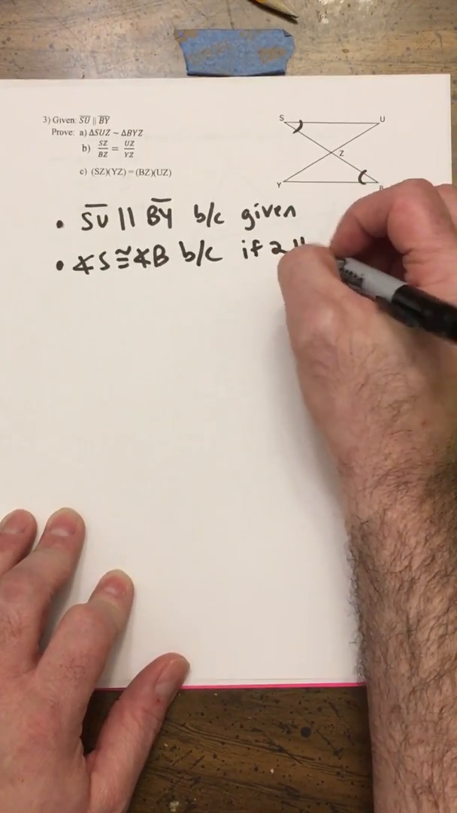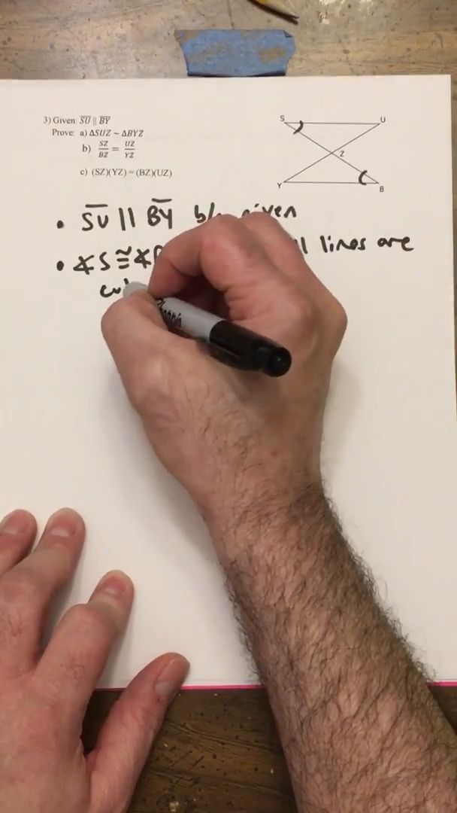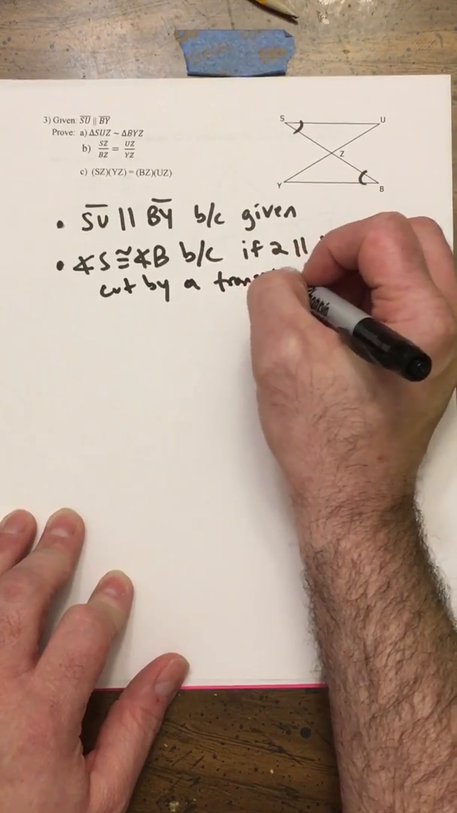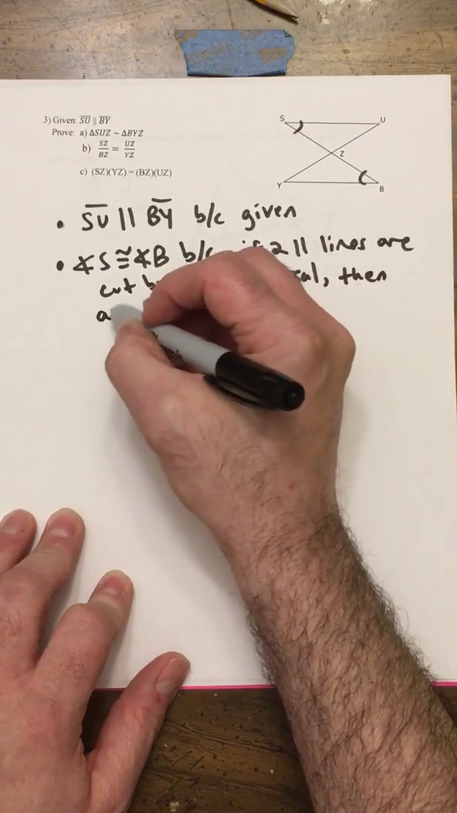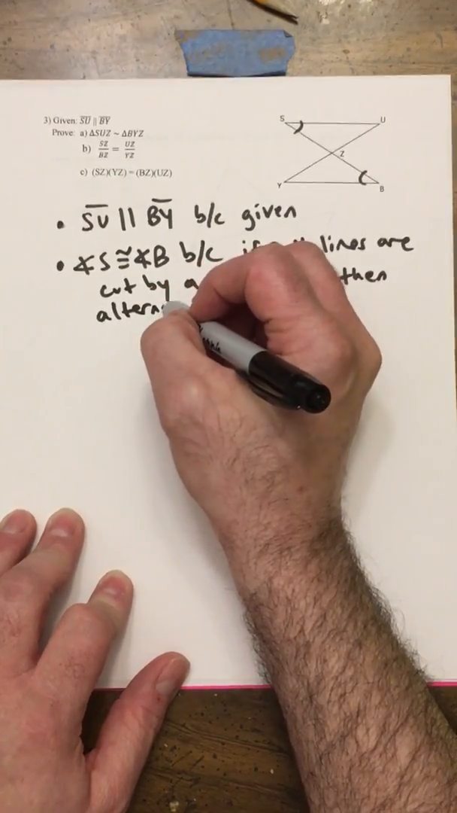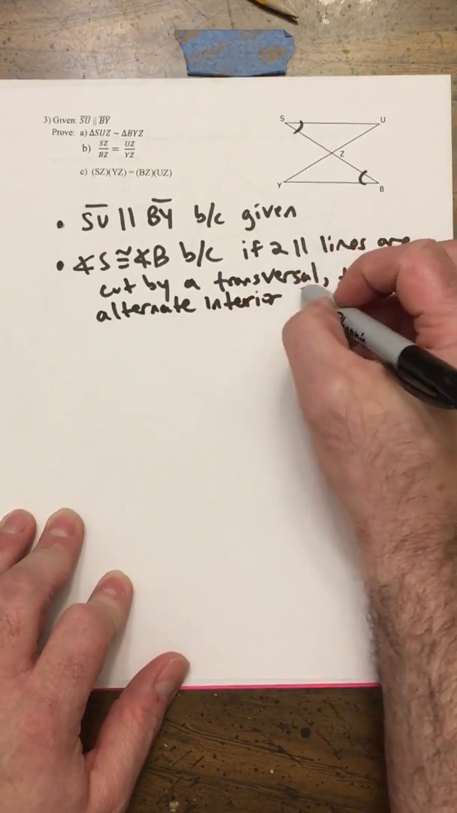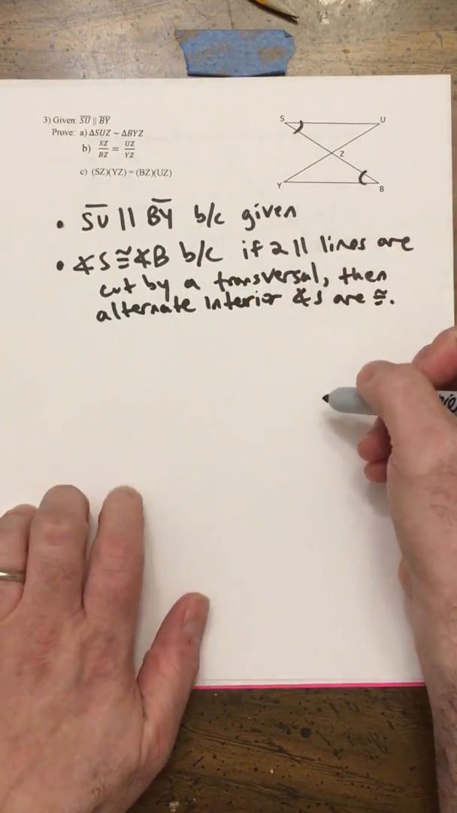If two parallel lines are cut by a transversal, then alternate interior angles are congruent. So we got those two angles congruent.